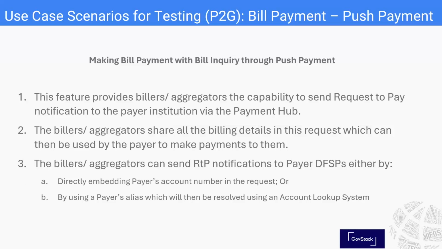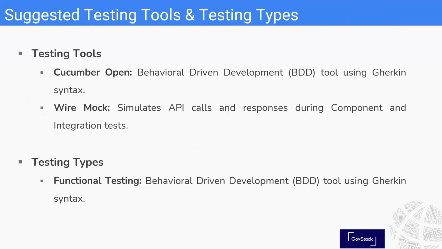Now, in the APIs that have been implemented, there are again two further options provided, which would be tested. It could either be that the RTP notification is sent directly to a payer's account number, or it could be sent by sharing a proxy or an alias. In both cases, the way the transaction progresses is different, and that we'll talk about. And you will see that we have various test cases for that.